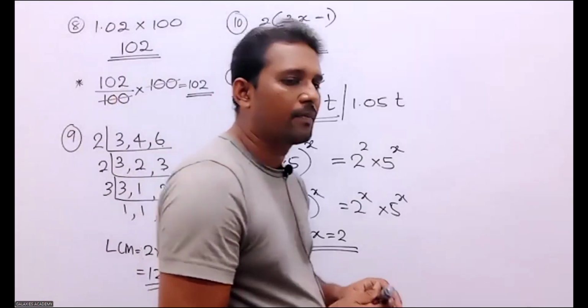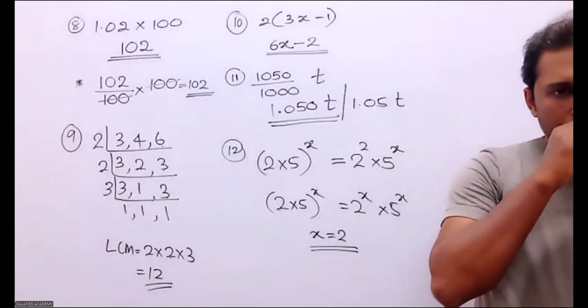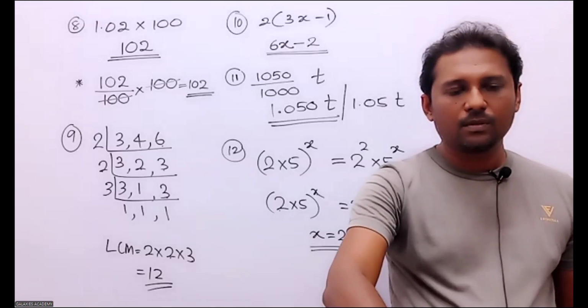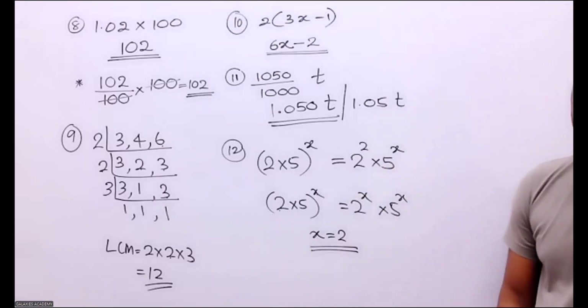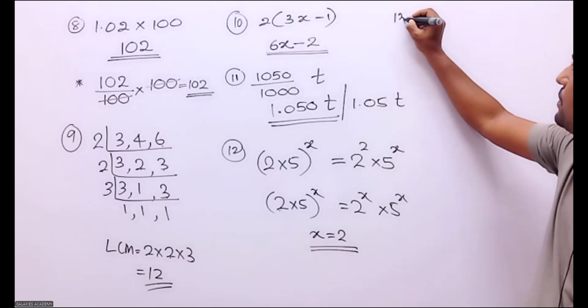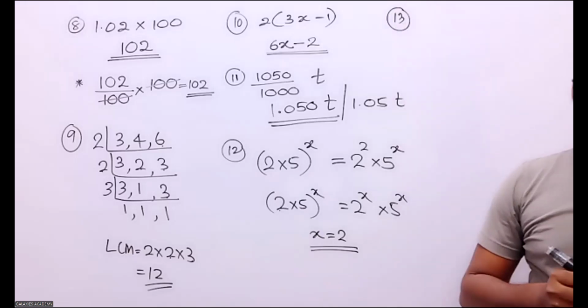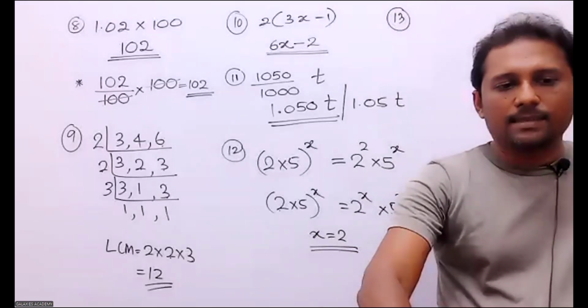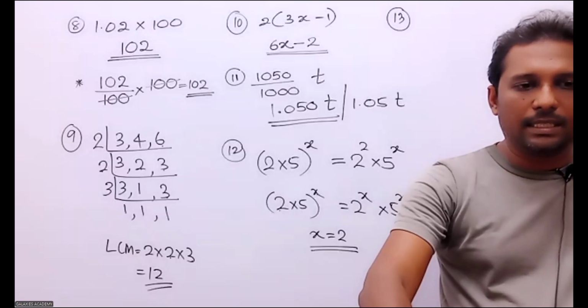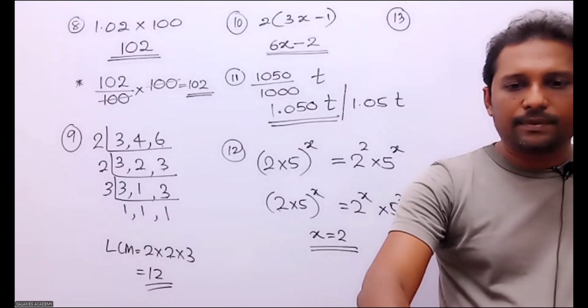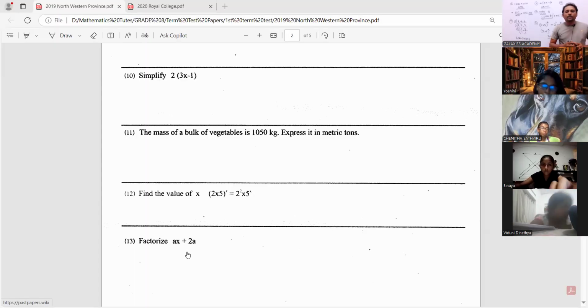Right? So the answer is x equal 2. Then we can go to discuss number 13. The 13th question given. Factorize. Algebraic expression given, ax plus 2a.